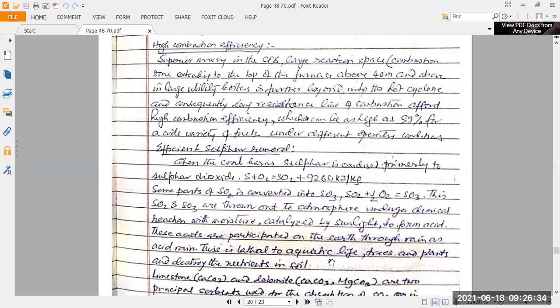These acids are received on the earth through rain as acid rain. These acids remain present in the atmosphere as sulfuric acid and sometimes come down with rain. Both are extremely lethal to life, trees and plants, and can destroy the nutrients in the soil itself.